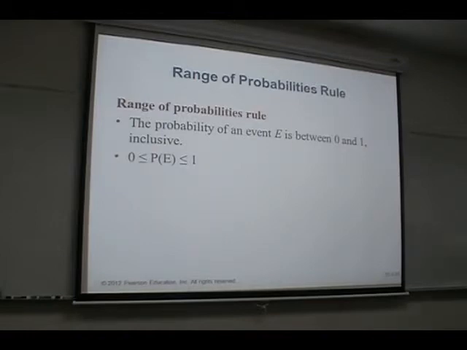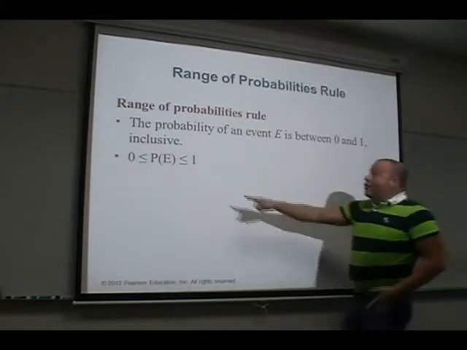Okay, so let's talk about the range of probabilities rule. It says the probability of an event E is between 0 and 1 inclusive. In other words, a while ago, when we asked about rolling a 7 on a dice, what were the odds of rolling a 7? 0. Why was it 0? Because there wasn't a 7 on the dice.